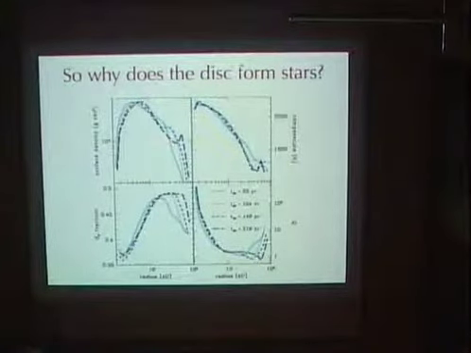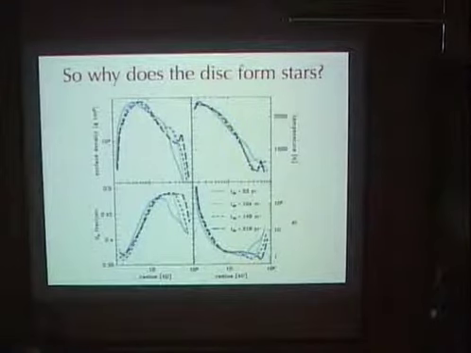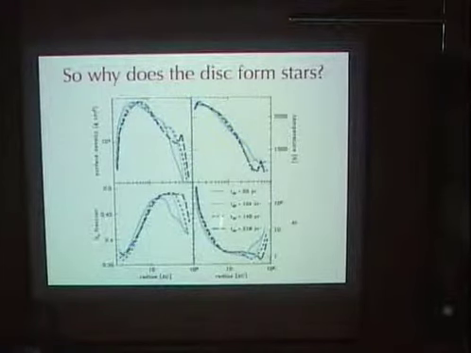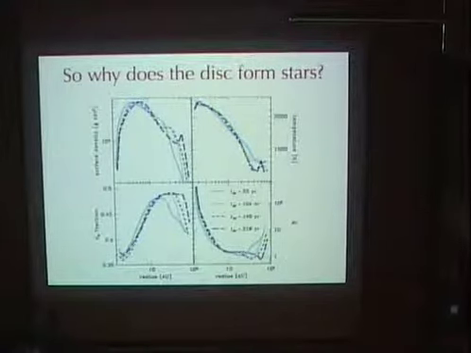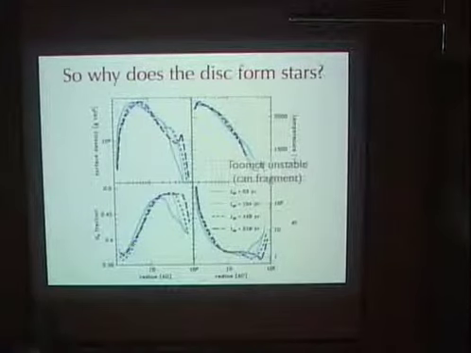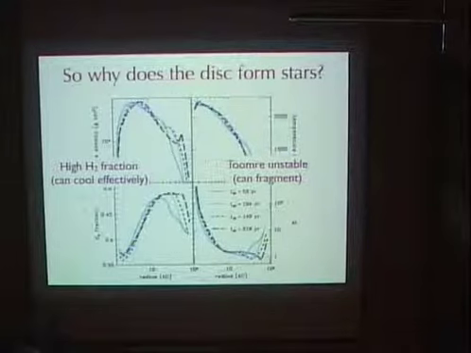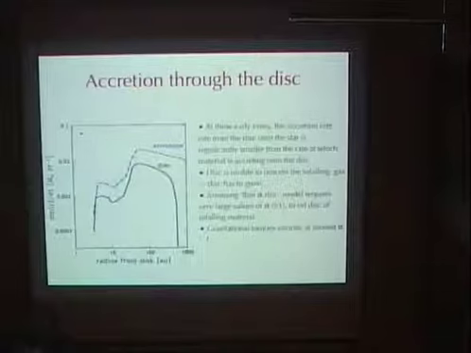The disk forms stars basically because it becomes gravitationally unstable. If we look at this Q parameter, the Toomre stability parameter, we see that while very close to the central object Q is very large, once we come out to a few tens of AU, we drop down to Q values below 1, which indicates instability. And we also have a high H2 fraction throughout this disk, which means that the gas can still cool effectively.